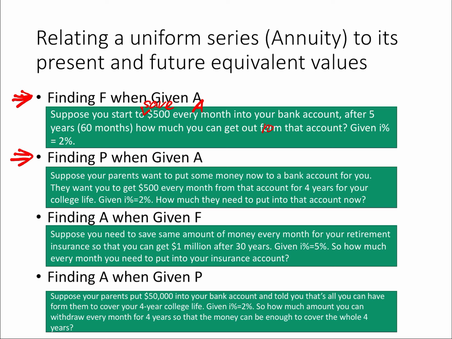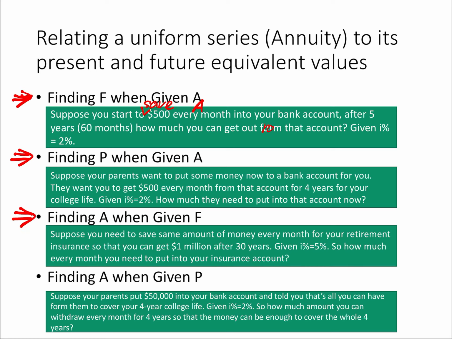But to have that $500 every month, your parents need to put some money at the beginning in the account. They want to know how much they need to put into that account, given an interest rate of 2%. The way they can answer the question is to use the method to find the present value given that annuity.